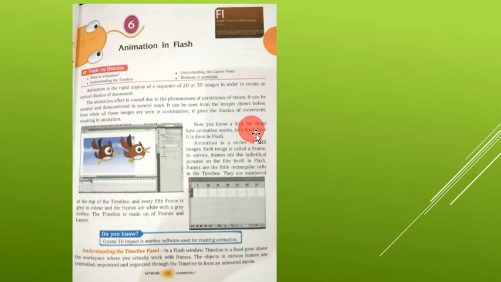Okay, animation is a series of still images. Still images means an image which is not in movement. When you combine a lot of still images, then that is called animation. Each image is called a frame. So what name do we give to every image? Frame. In movies, frames are the individual pictures on the film itself. So the frames in movies do the work of pictures.